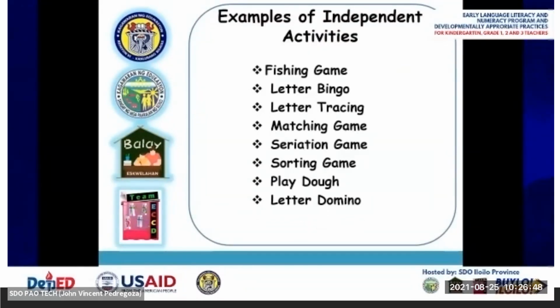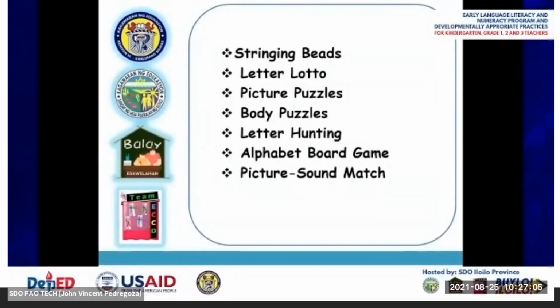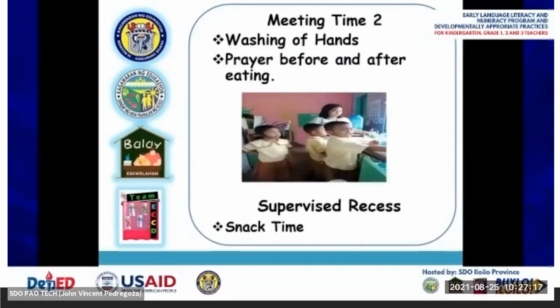Examples of independent activities: fishing game, letter bingo, letter tracing, matching game, seriation game, sorting game, Play-Doh, letter domino, string beads, letter lotto, picture puzzles, body puzzles, letter hunting, alphabet board game, and picture sound match.